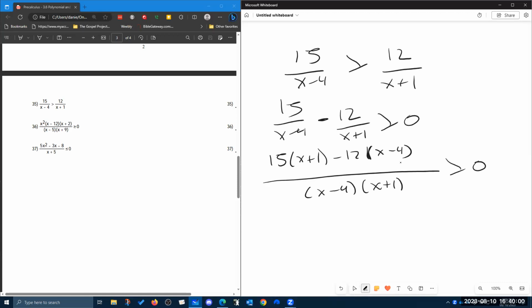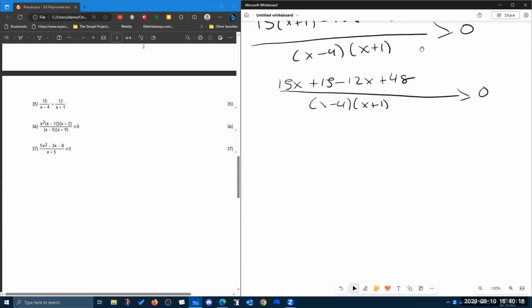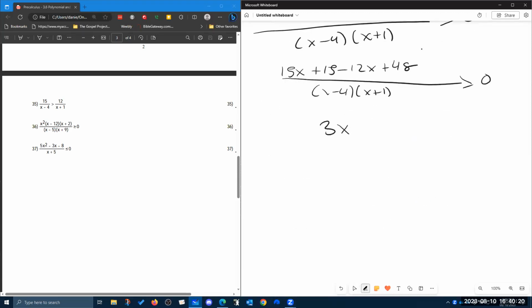So we're going to go ahead and make this 15x plus 15 minus 12x plus 48 over x minus 4 times x plus 1 greater than 0. It's going to make this a 3x plus 63 over x minus 4, x plus 1. There's a common factor of 3 in the top.